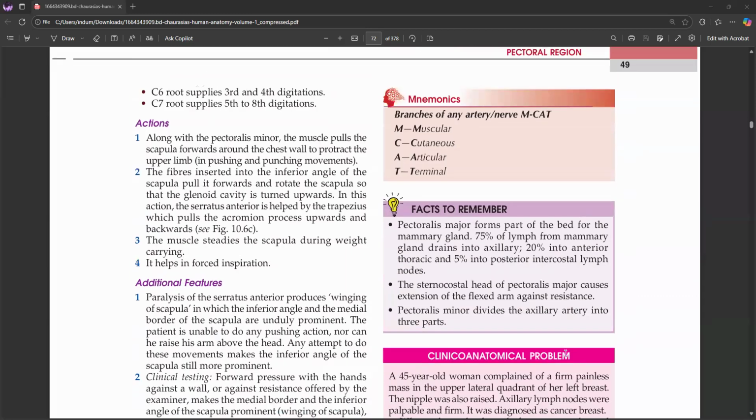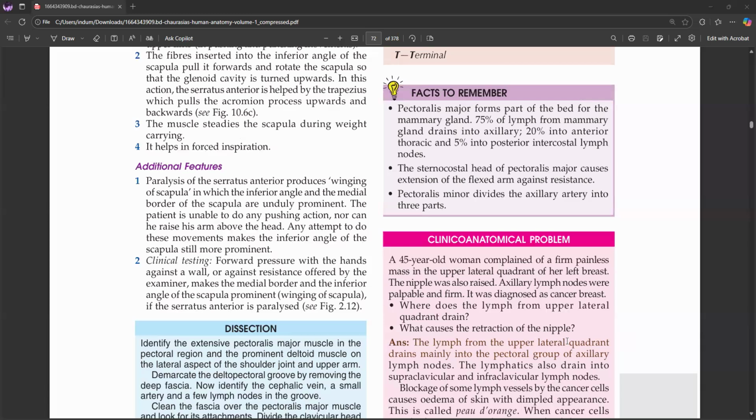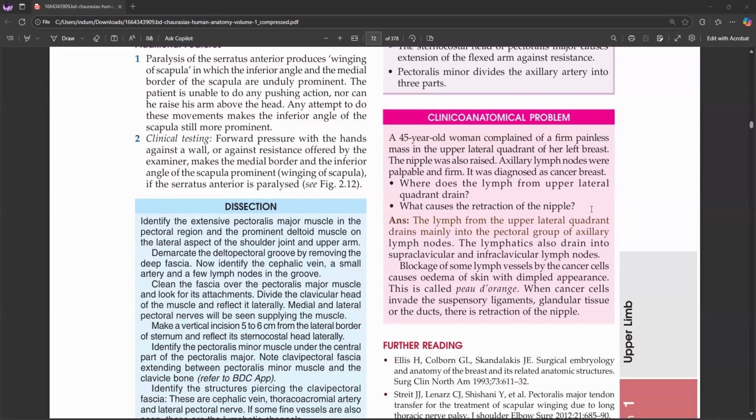Facts to remember. Pectoralis major forms part of the bed for the mammary gland. 75% of lymph from mammary gland drains into axillary, 20% into anterior thoracic, and 5% into posterior intercostal lymph nodes. The sternocostal head of pectoralis major causes extension of the flexed arm against resistance. Pectoralis minor divides the axillary artery into 3 parts.